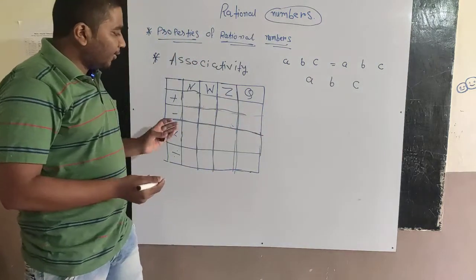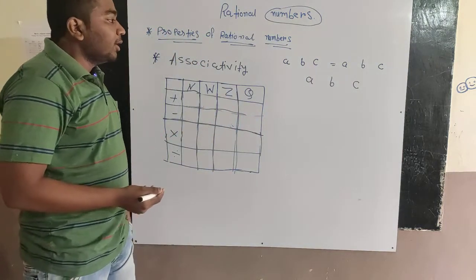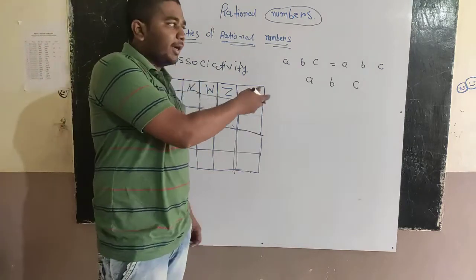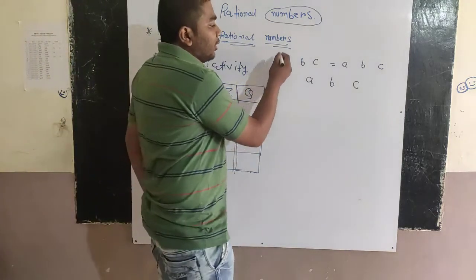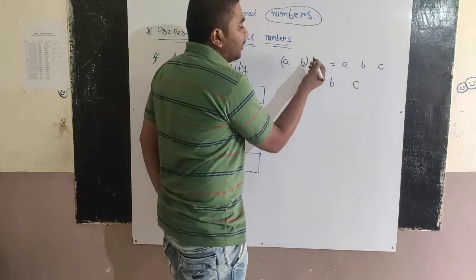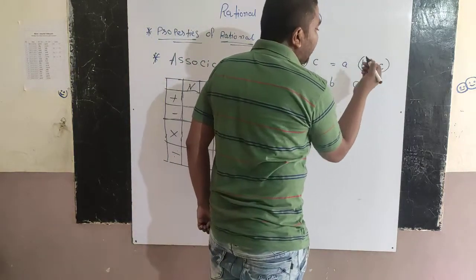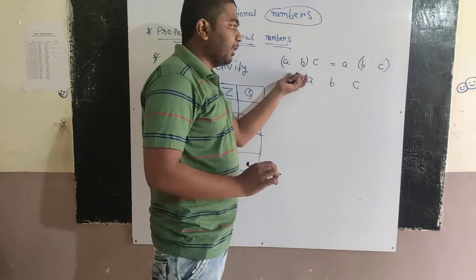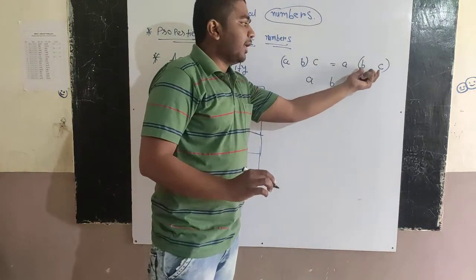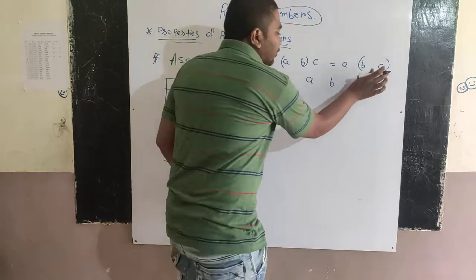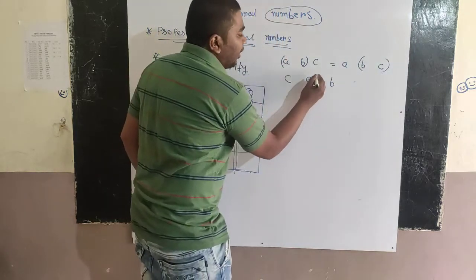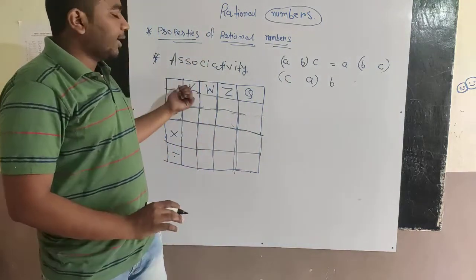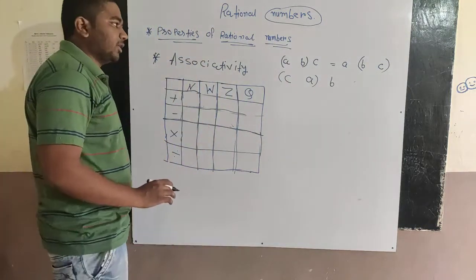Like every time, we are talking about all the numbers: natural numbers, whole numbers, integers and rational numbers. So here, if the operation is done in any order, that is, first we take AB, or first we take BC, or first we take AC, then our answer should be the same. Then we can say it is an associative property, otherwise it is not.